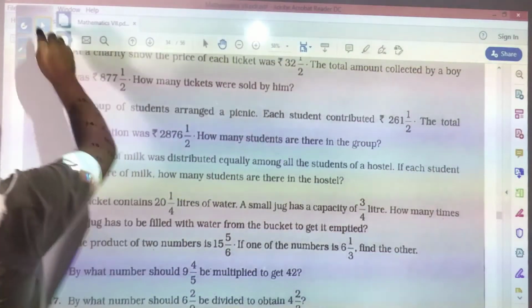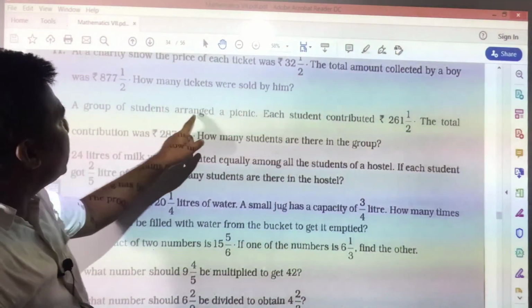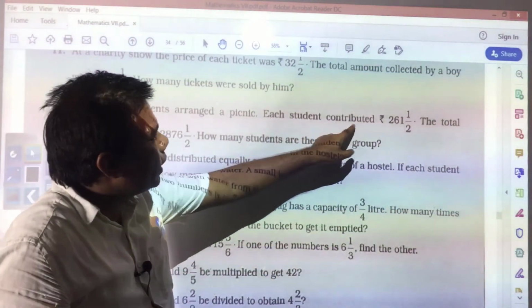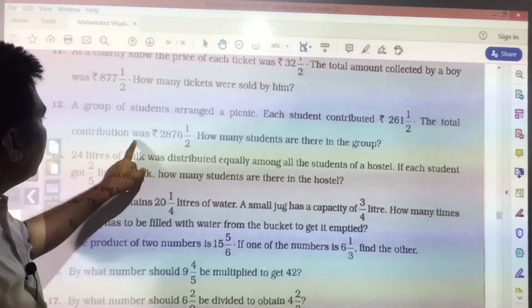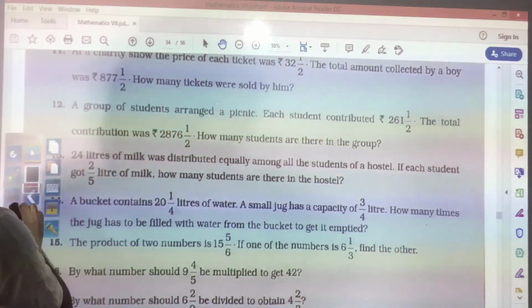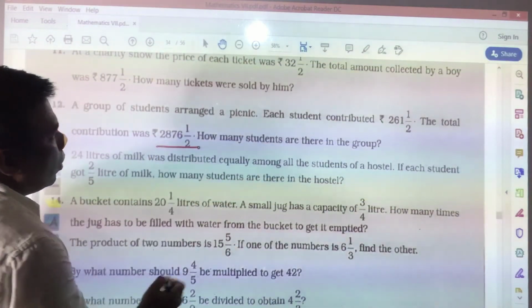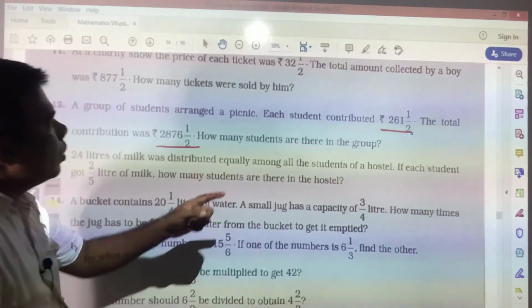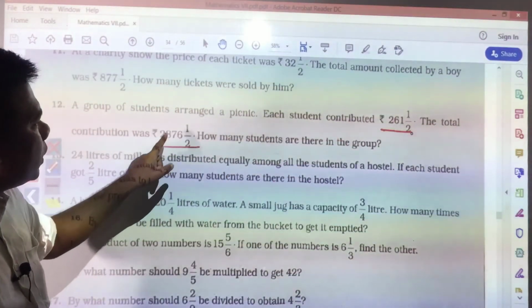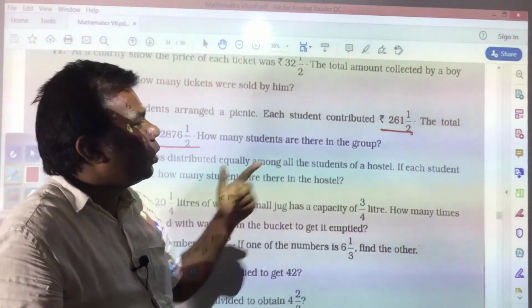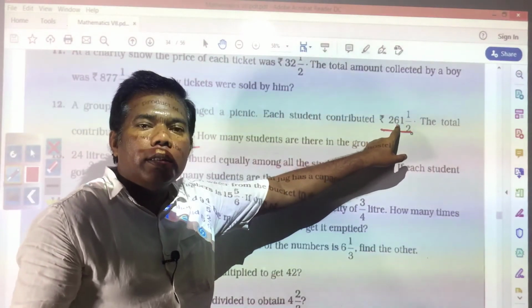Here you see, a group of students arranged a picnic. Each student contributed rupees 261 whole 1 by 2. The total contribution was rupees 2876 whole 1 by 2. This is what one student has paid, and the total contribution was this much. How many students are there in the group? The same thing is required to be done. This amount is required to be divided by this amount.